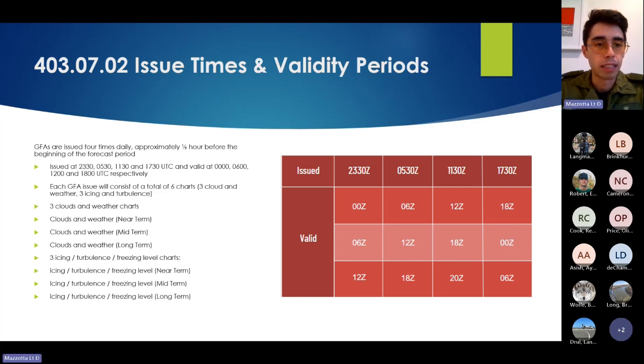And then they are issued every 6 hours at 0 Zulu, at 0600 Zulu, at 12 Zulu, and 18 Zulu, respectively, as you can see on the chart there.